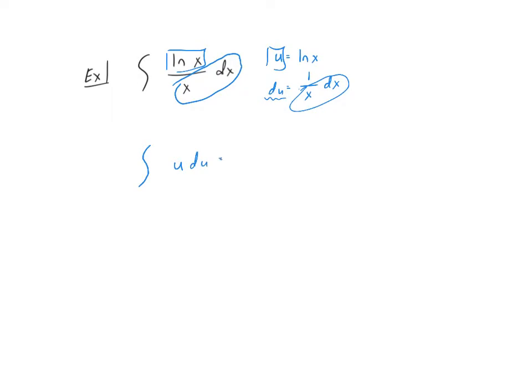What is that? U to the first power is u squared over 2 plus c. Oh, that's it. Back substitute, don't forget that. This is the natural log of x squared over 2 plus our constant c. Done.